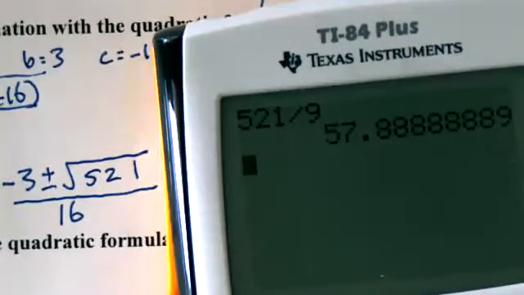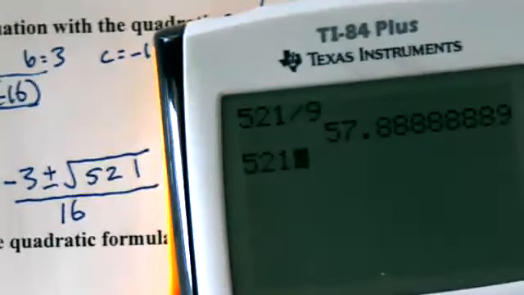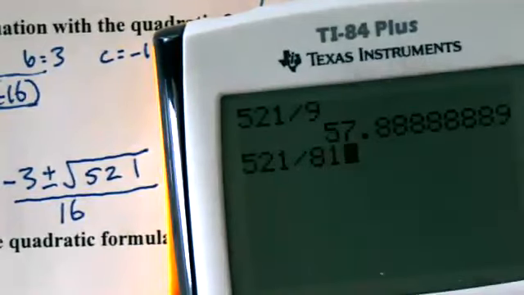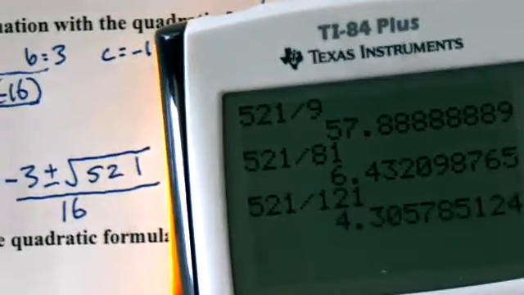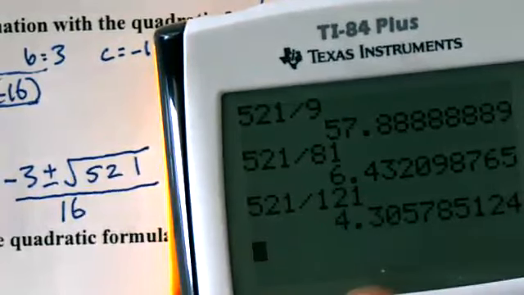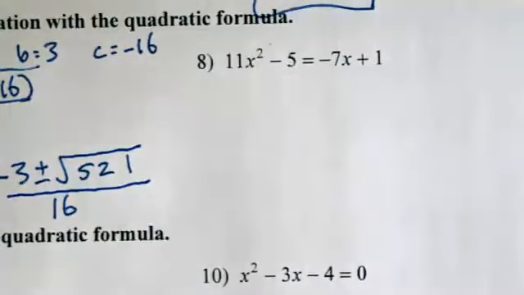What are some other perfect squares we could try? 81. Now, if it doesn't divide by 9, it can't divide by 81, because 81 is 9 times 9. I can tell you for a fact 81's not going to work because 9 didn't work. How about 121? No, I don't think it's divisible by any perfect square. In fact, I think it might be prime. So there we go.